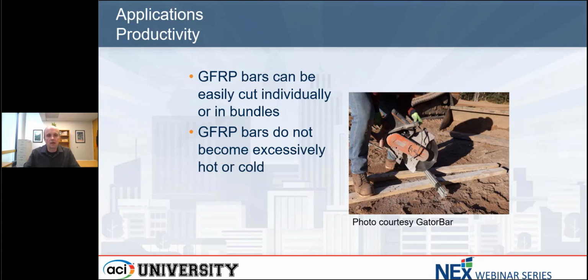And they're just easier from general handling on the job site. So if it's a really hot, sunny day, the bars don't become excessively hot to the touch, or if it's a very cold, icy day, the bars don't get really cold to the touch. Unlike steel rebar, which is conductive, these bars are not conductive. So they do tend to be easier to handle in excessively hot or cold conditions.